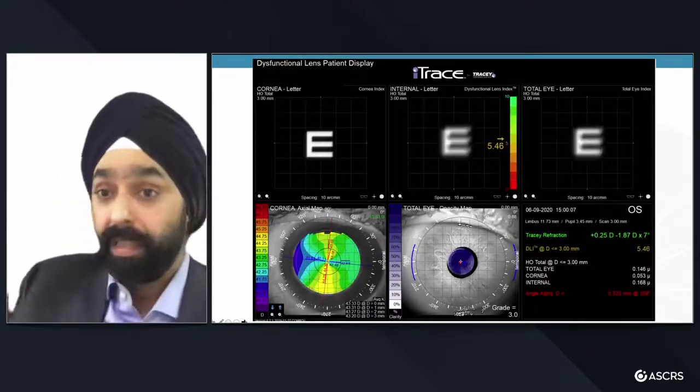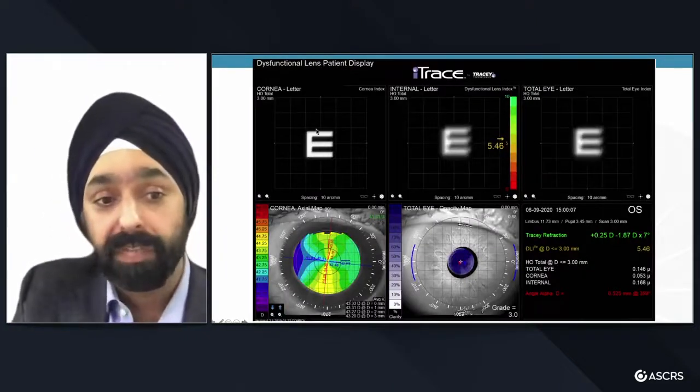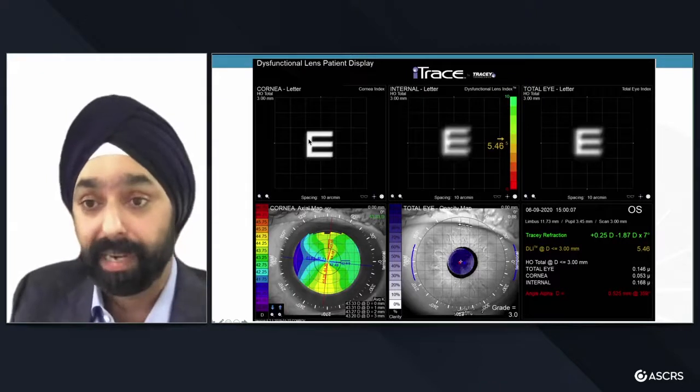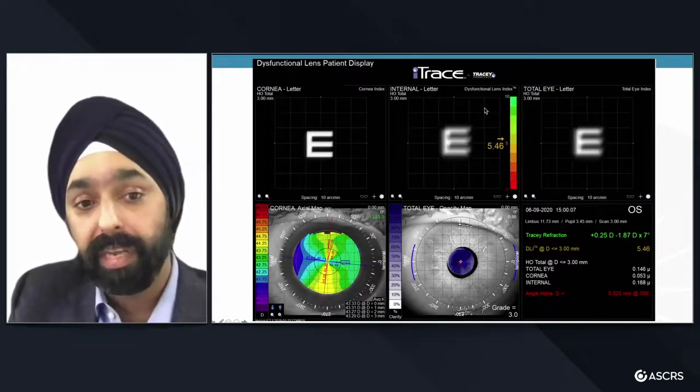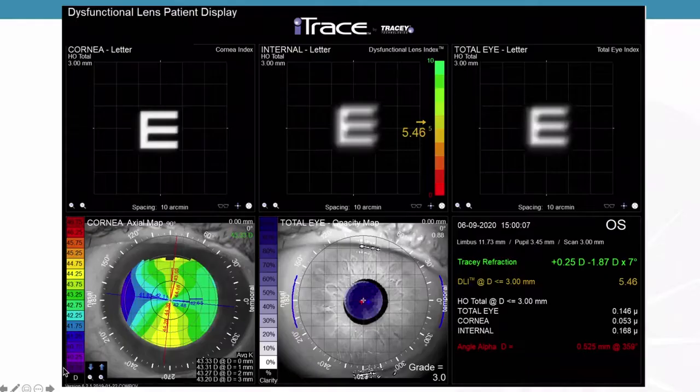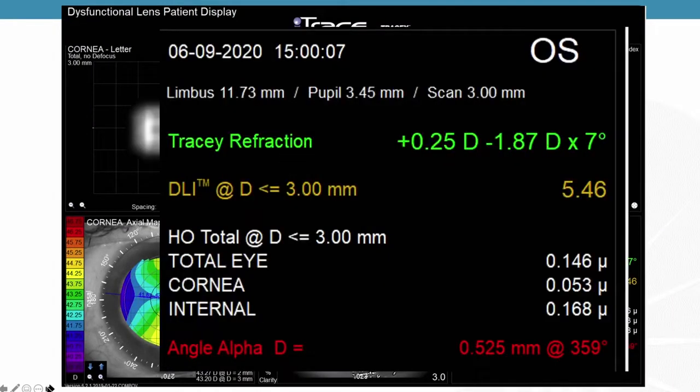Well, looking at the iTrace on the left, you see the cornea looks fantastic, clear as can be for the representative E for the patient. You look in the middle here, the DLI is down to 5.46. And going into more specifics here, we see the internal aberrations are about 0.616. So this patient has no corneal aberrations really at all, and actually has mostly internal aberrations. And this is one of the benefits of the iTrace.